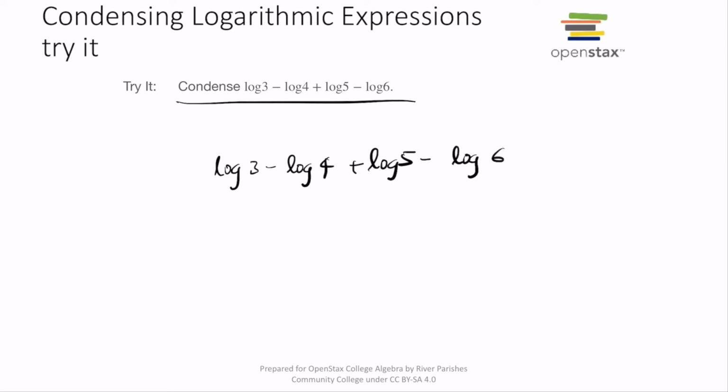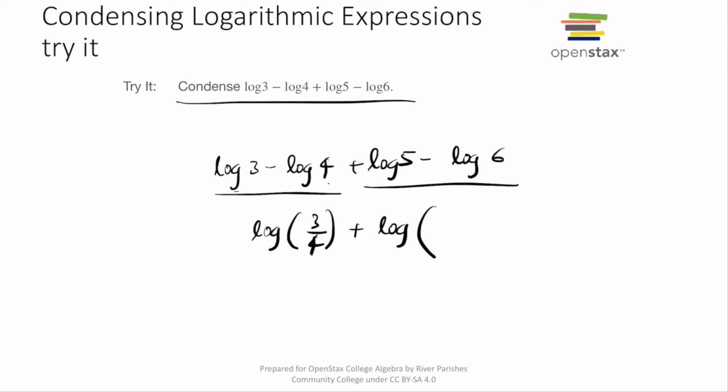One way of doing this is to choose the ones that you can easily convert. We have two values that are subtracting each other, so we can take those two values and write it using the quotient rule. So log m minus log n becomes log m by n. So we can write it as log 3 by 4 plus log 5 minus log 6 can be written as log 5 by 6.